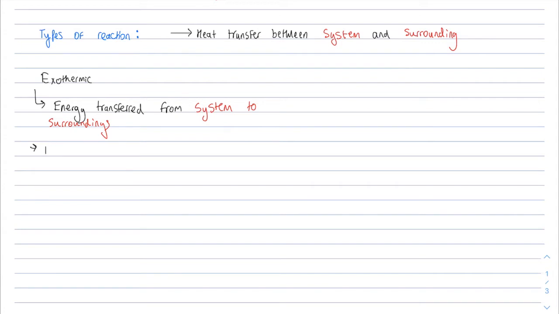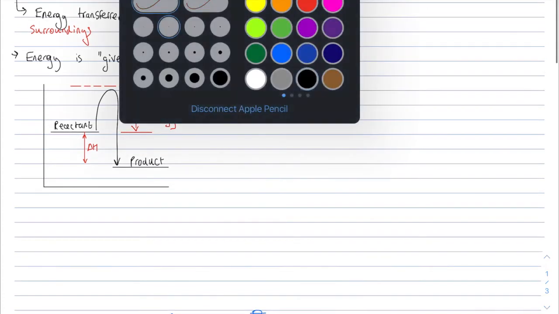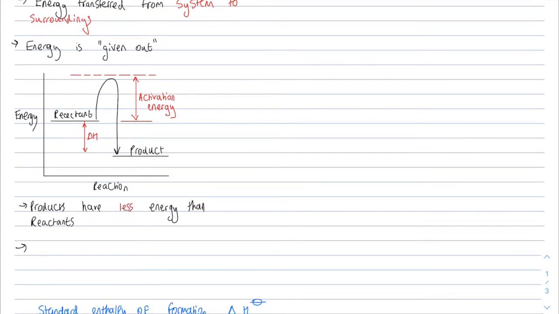So energy is basically given out. Now I'm going to draw the diagram for an exothermic reaction. It's important to understand here that in an exothermic reaction, the products have less energy than the reactants. Hence, the enthalpy change is negative because energy is given out.